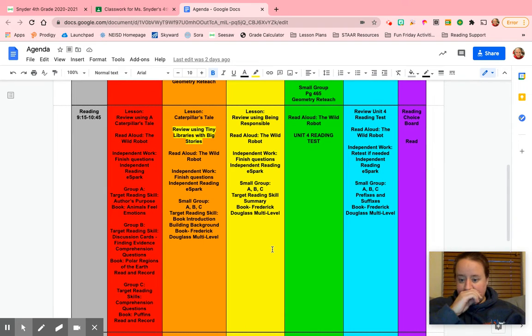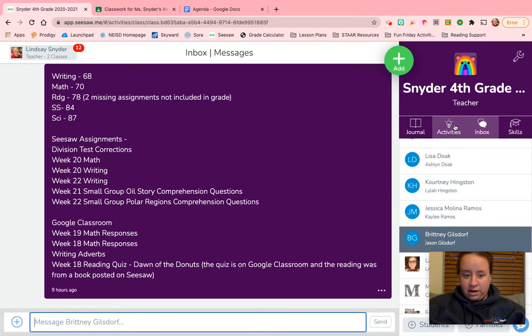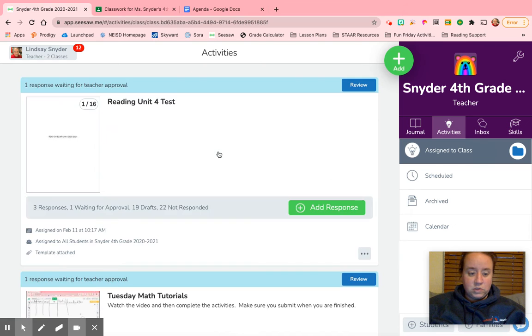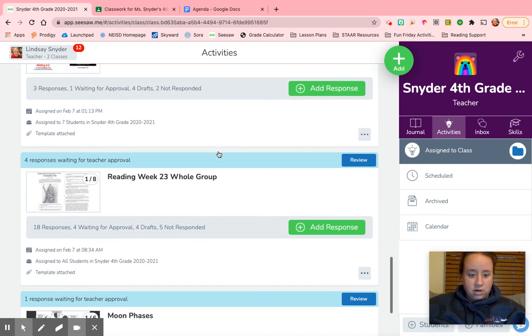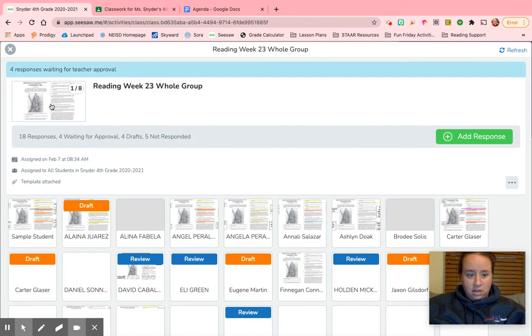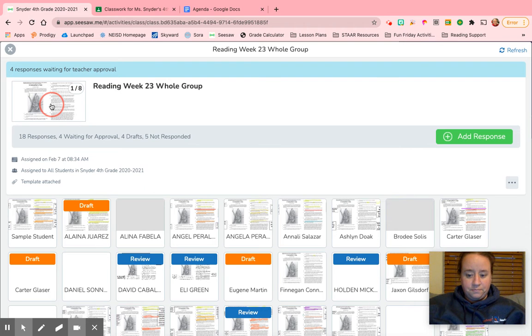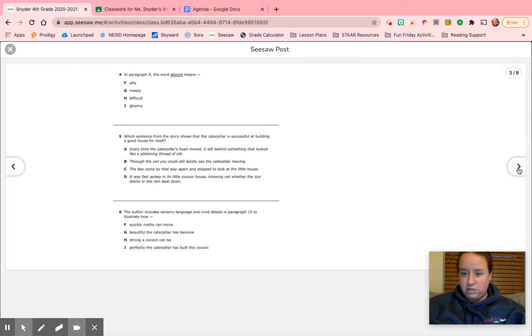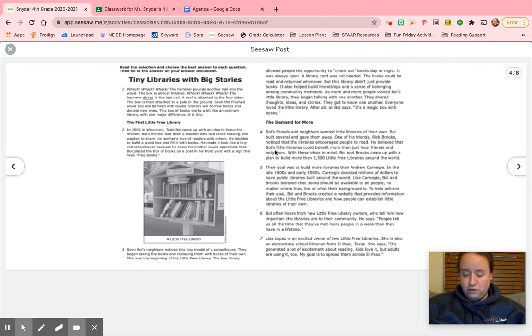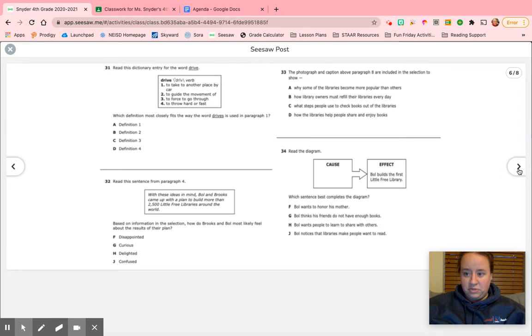All right, the rest of the day was just kind of some catch up. So in reading, we went here and we went to our activities, and there was a story in here that we hadn't done yet. So it was right here. We read the caterpillar story, and then we read the drama, but there was a story in the middle that we had skipped. So we went back to it and finished that one. It starts on page 4. So we read Tiny Libraries with Big Stories and talked about this story.